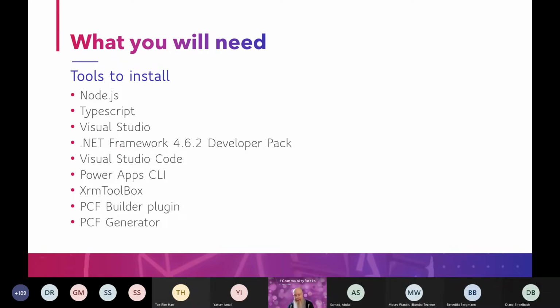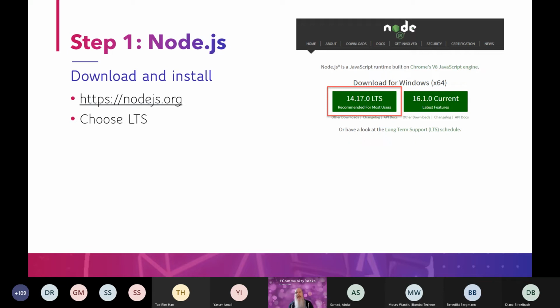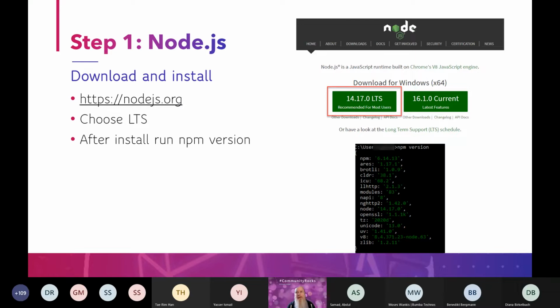Let's go through them. So first of all, you need to go to nodejs.org and download the long-term support option and install that. It's not a big installation, it doesn't take very long. And when you've run it, you should verify it works by typing npm version from a command prompt, and you should get some output like that, which shows it's successfully installed. So download it and just install it. There are downloads for Windows, but also for Mac and everything else.